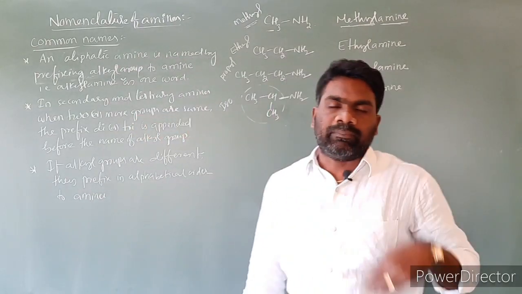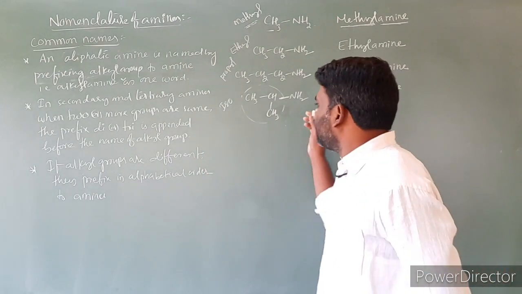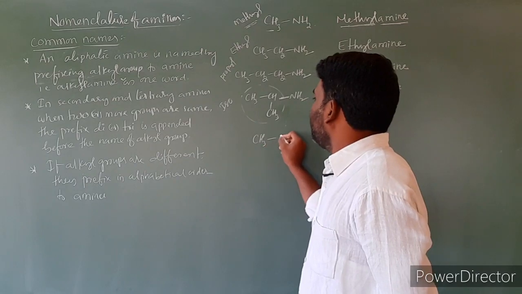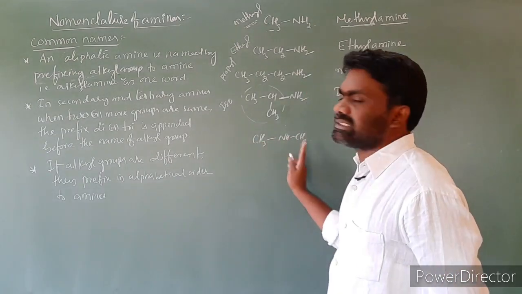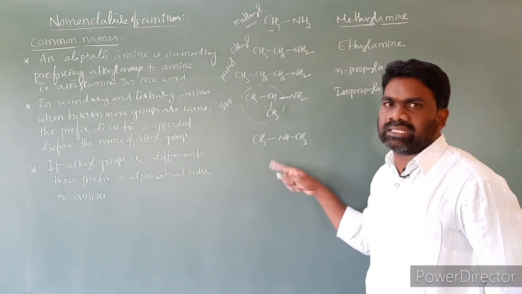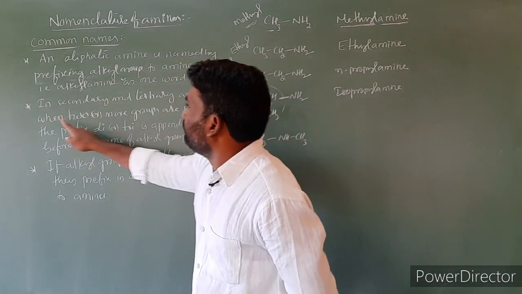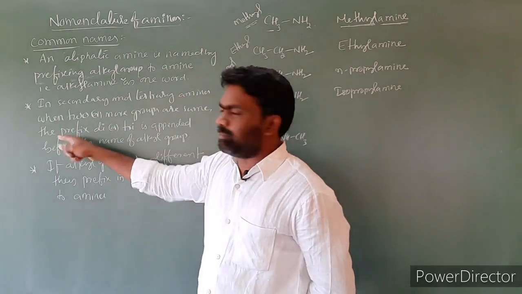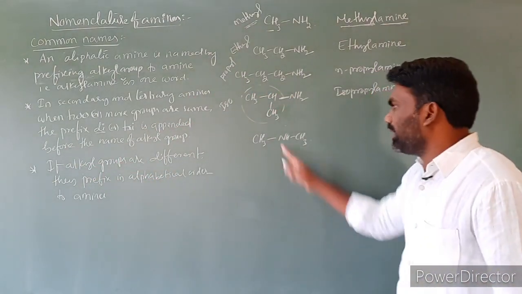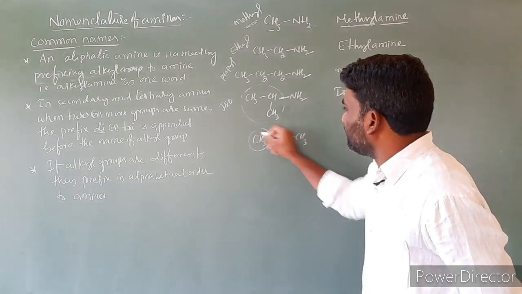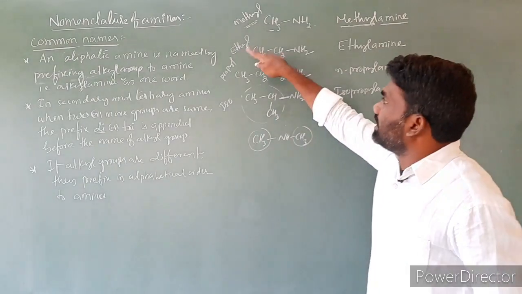Next, if an amine contains the same type of groups, two or three of them, how do you write the name? Suppose I am taking the example CH3NHCH3. Look at this example. Two methyl groups are the same, attached to the amine. This may be a secondary amine, or you can take a tertiary amine. In this case it is a secondary amine. Look at this rule: in secondary and tertiary amines, when two or more alkyl groups are the same, the prefix di or tri is appended before the name of the alkyl group. Now look at this example and you will get clear. This is a methyl group and this is also a methyl. Both methyl groups are attached. Both are methyls, so we have to write the name. This is methyl.